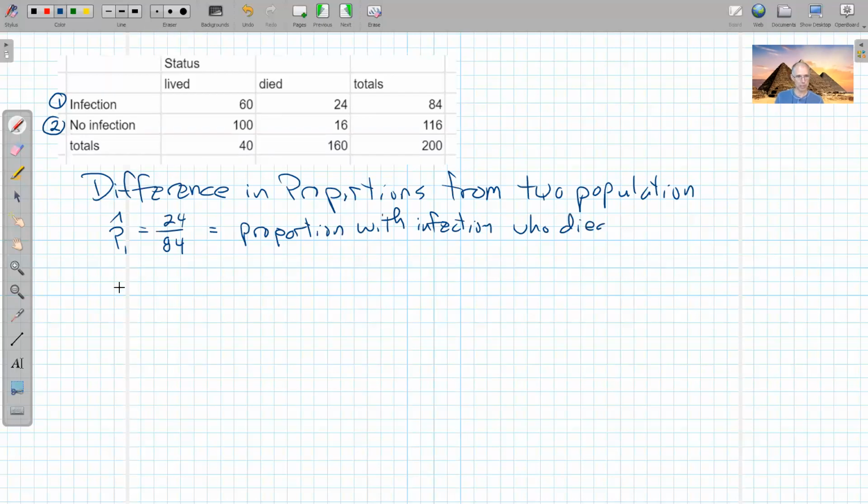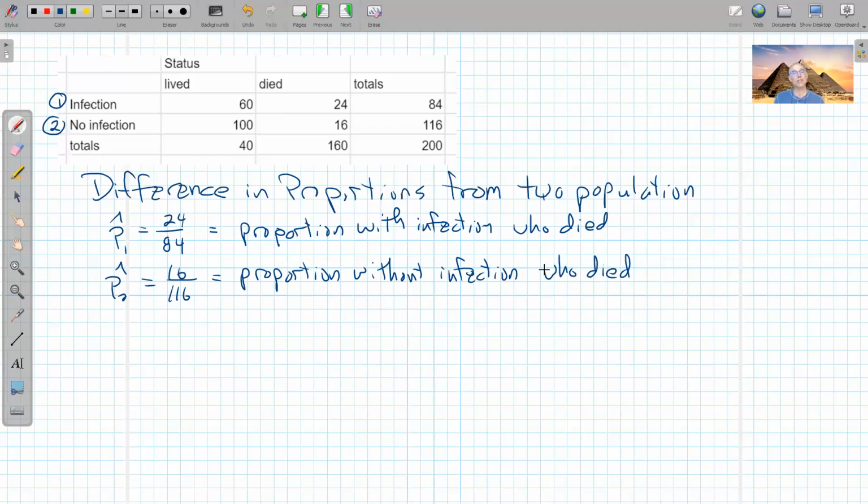And then we have my P2, my other population was the people in the ICU without an infection, and 16 out of 116 of that group died. And again, this gives us the proportion without infection who died. We're trying to test, is there a significant difference in these?